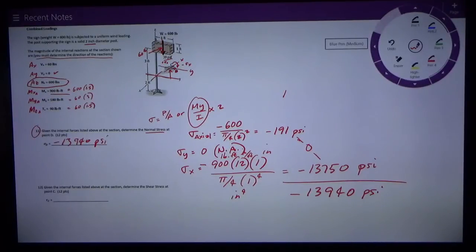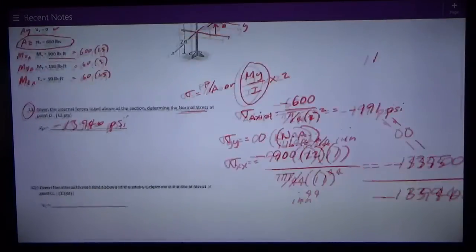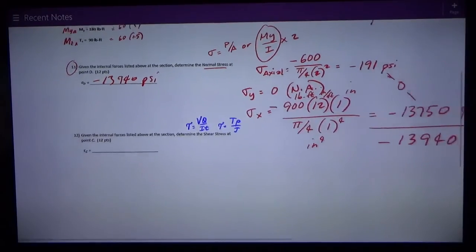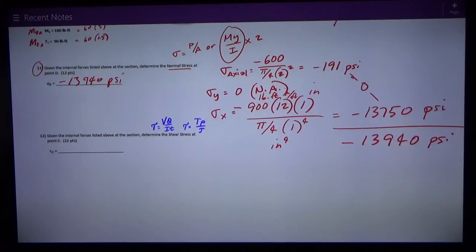Okay, now I have part 12, number 12: given the internal forces, determine the shear stress at point C. There's 2 or sort of 3 ways I can get shear stress. Shear stress is tau, and it's either transverse shear stress, VQ over It, or it's torsion shear stress, T rho over J. So, let's look at it one part at a time.